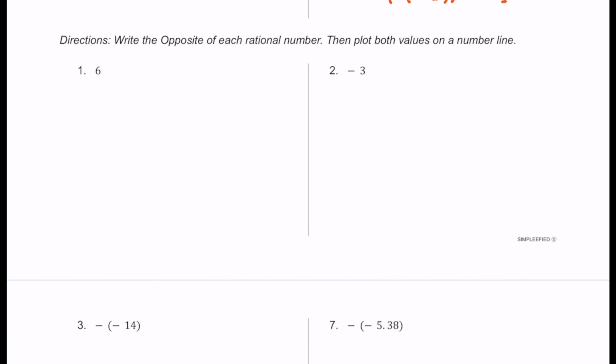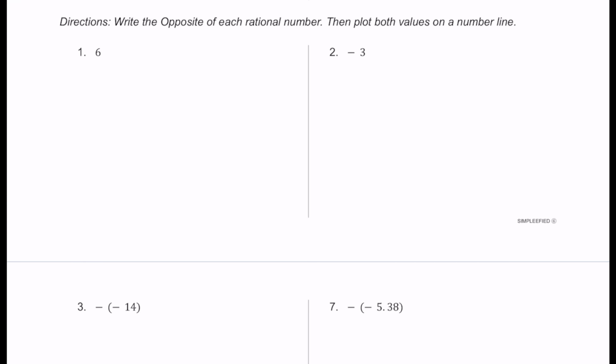So let's take a look at this next section. We're going to see if we can write the opposite of each rational number and then plot both values on a number line. So for number 1, we have the original number of 6, right? We're going to write the opposite of that. That's going to be negative 6. And now we're going to plot both of these on a number line.